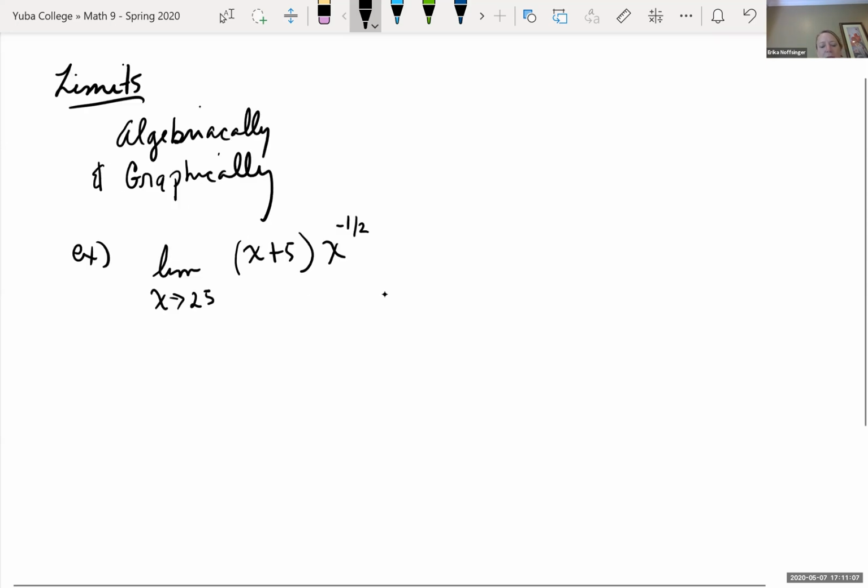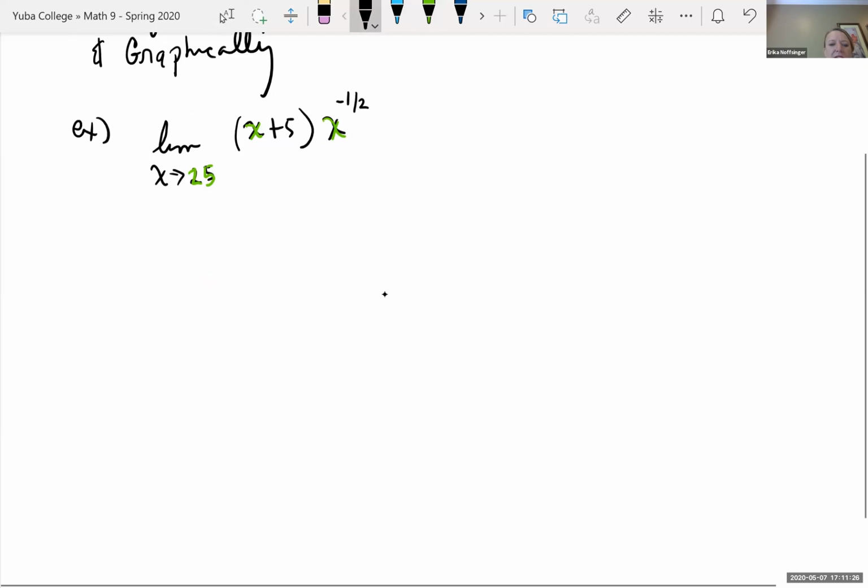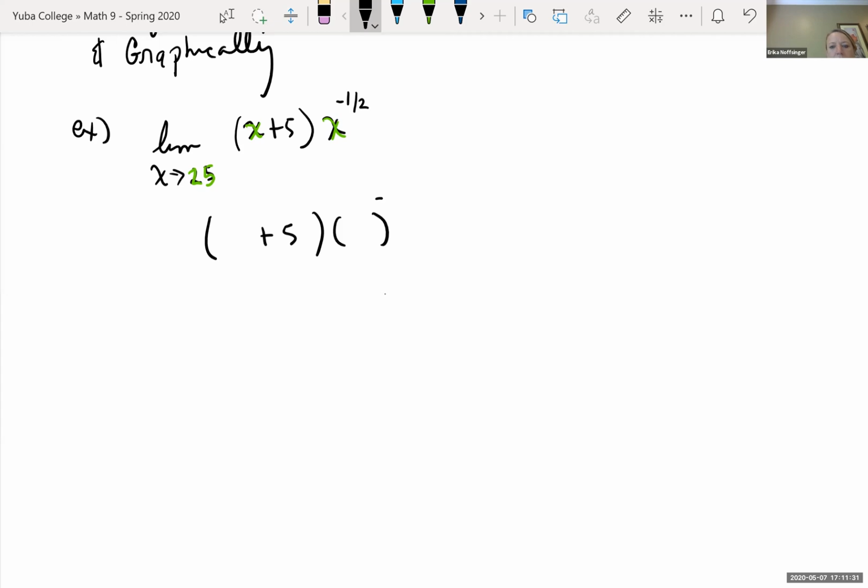When you're looking at limits, the first thing that you want to do is look and see if you can just go in and evaluate it. So wherever you see an x in the function, we're going to plug in our 25. Once we plug in our number, we need to drop the limit sign. So I get 25 plus 5, that gives me 30.